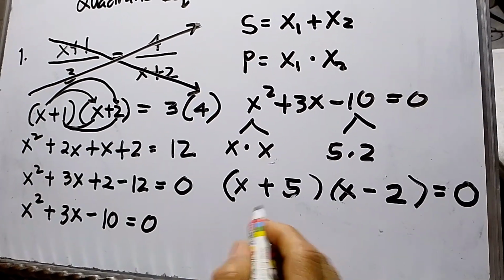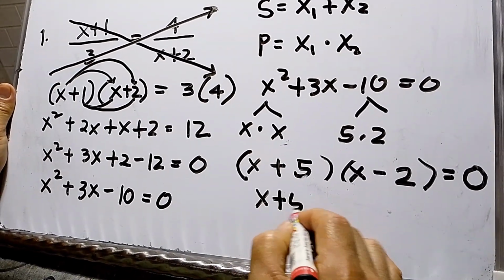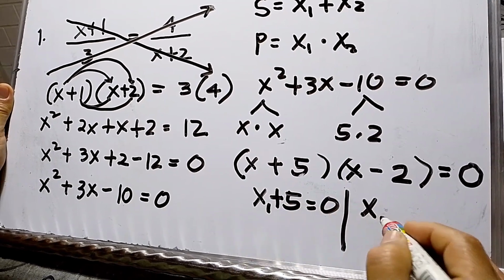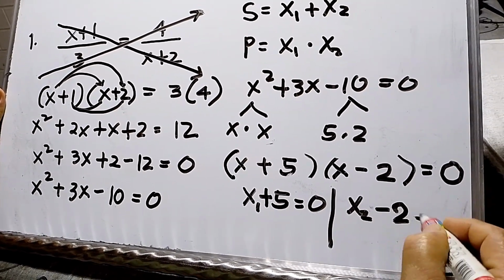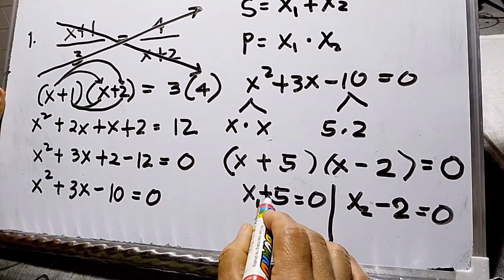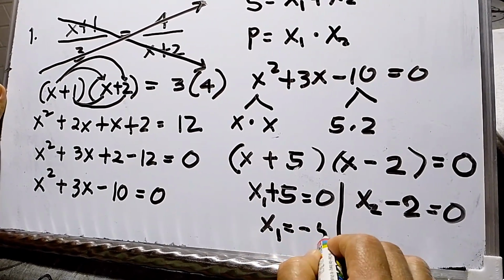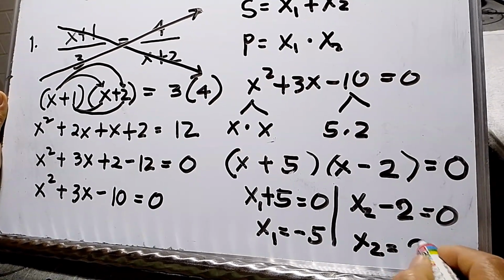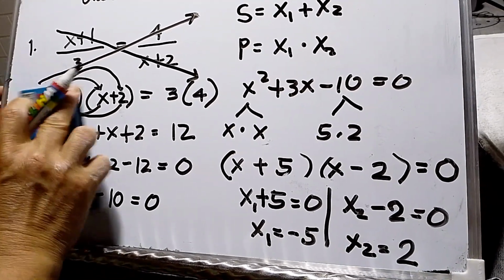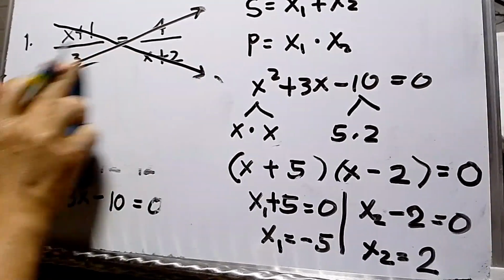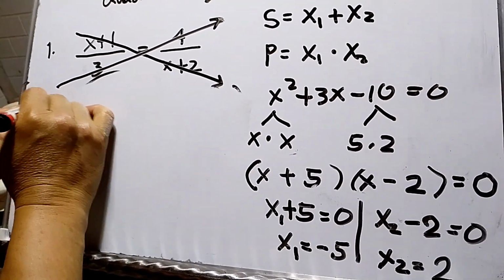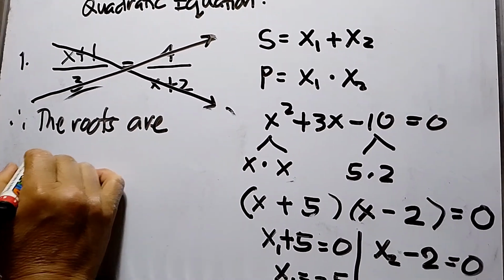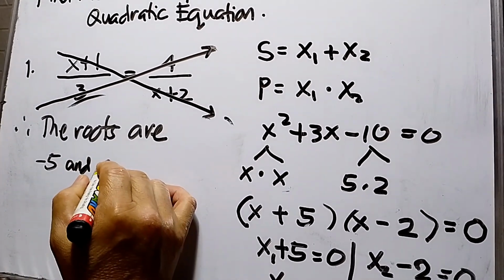Since this is equation, so we need to find x1 is equal to 0, and then this will be x1, this will be x2, x minus 2 is equal to 0. So x1, transpose positive 5 to the right, that will be negative 5. And then this will be x2 will be equal to, since negative transpose to the right, this will be positive 2. So I have here the roots are negative 5 and positive 2.